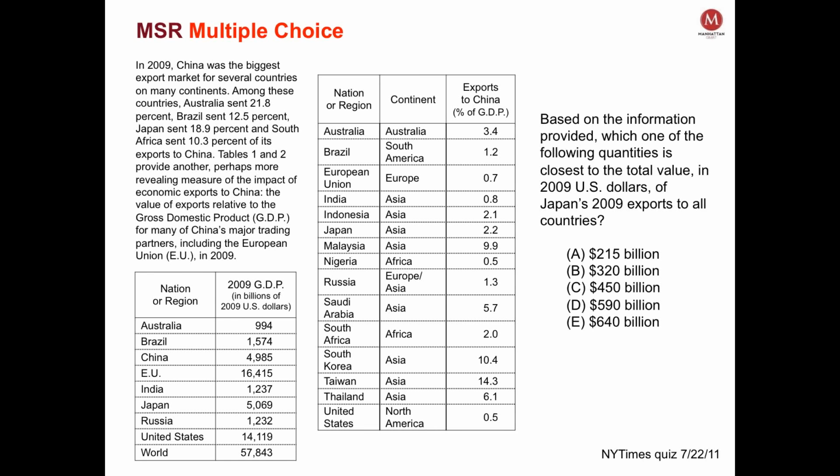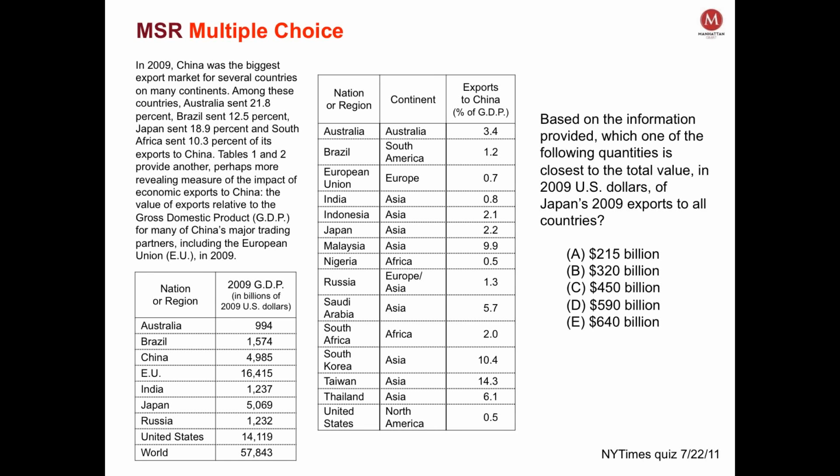All right. Okay. And it's a pretty challenging problem. And I'm wondering, how many of you have calculators out? This is a problem where the calculator would really make a difference if I'm seeing a lot of C's. Okay. Let's first of all think about how to solve this. All right. Based on the information provided, which one of the following quantities is closest to the total value in 2009 US dollars of Japan's 2009 exports to all countries?